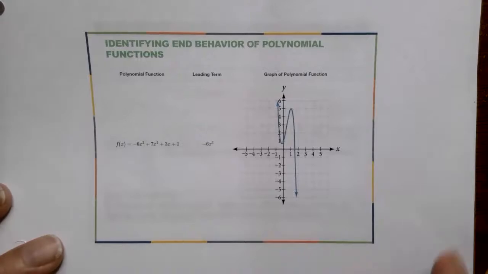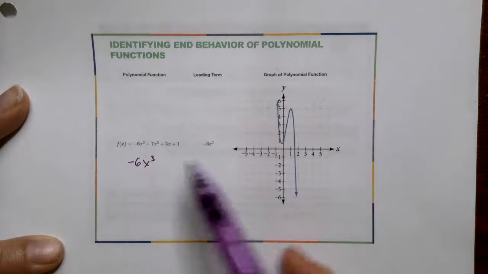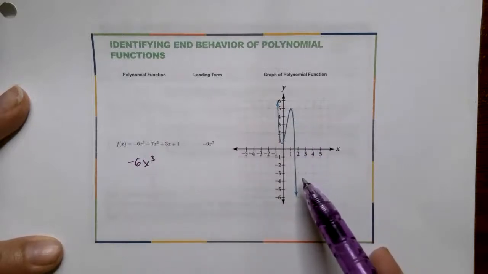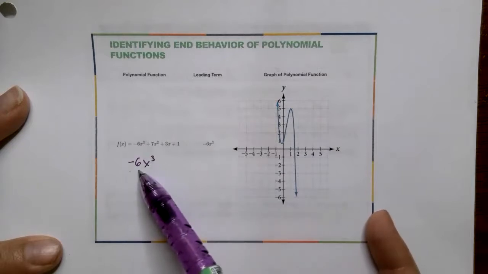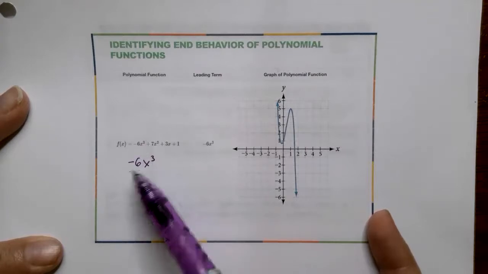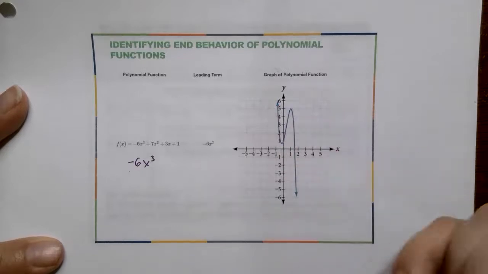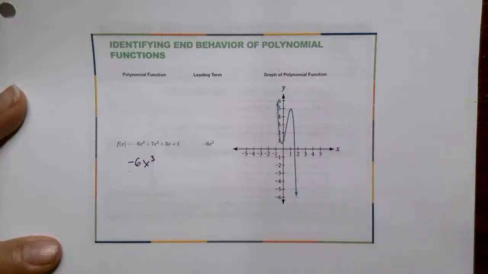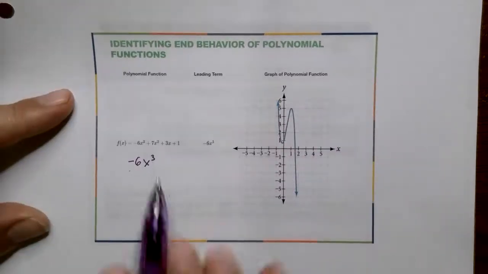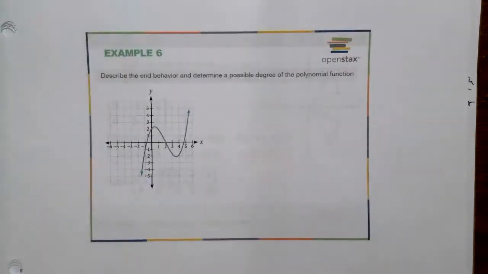For this function, the leading term is negative 6x cubed. So again, it behaves like an odd power function, but flipped, or rotated about the x-axis, because of negative 6 as a coefficient. So again, in the middle, it's not very predictable yet. We're getting there. But on the ends, it behaves exactly as expected, as x cubed with a negative coefficient would.